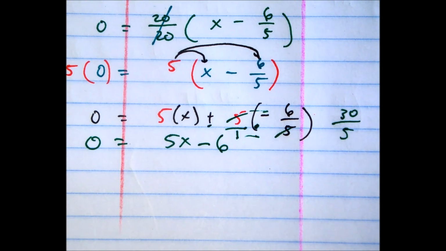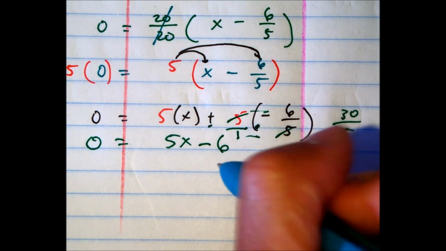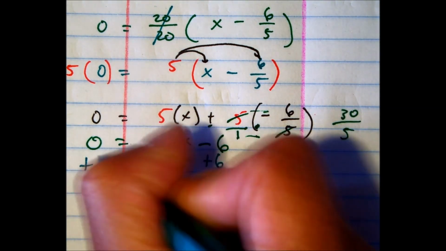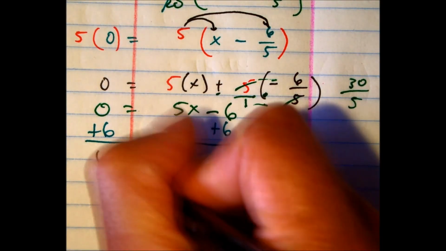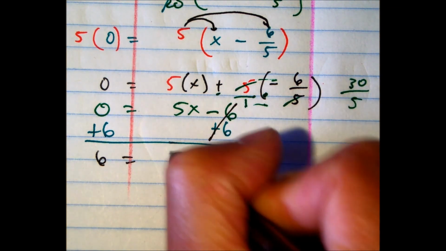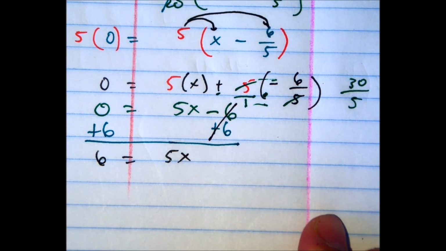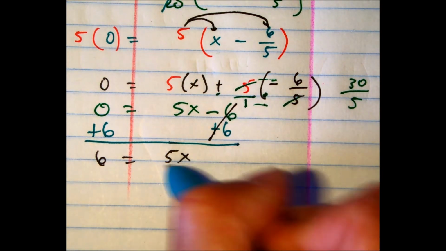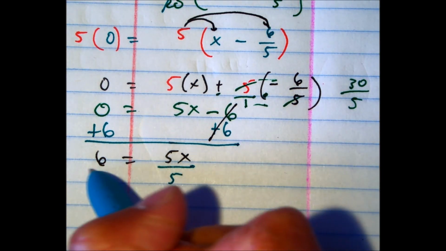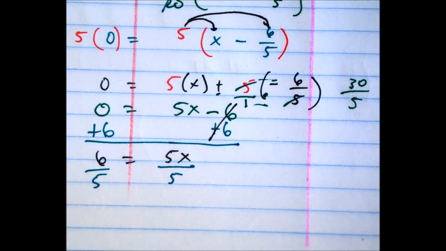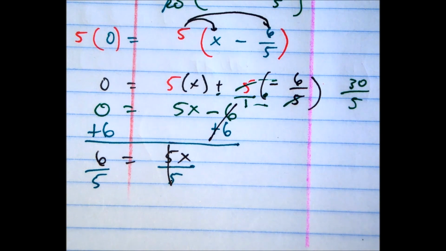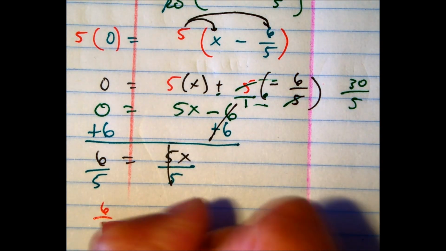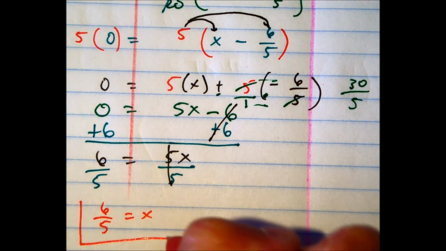We're almost done. How do I solve for x? Add 6. What's left? 6 equals 5x. And how do I get rid of that 5? Divide. There's multiplication. The inverse is division. 5 divided by 5 is 1. X is equal to 6 over 5.